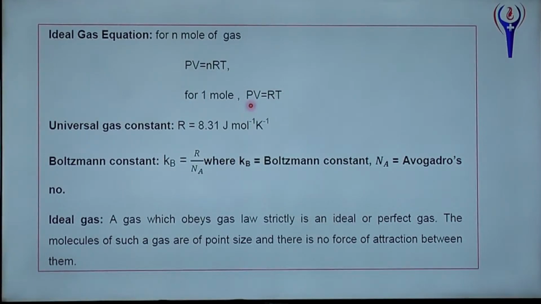And you know, P is a pressure, V is a volume, and T is the absolute temperature. And R is a constant called universal gas constant. Its value is 8.31 joule per mole per Kelvin, or 8.31 joule mole power minus 1 Kelvin power minus 1.